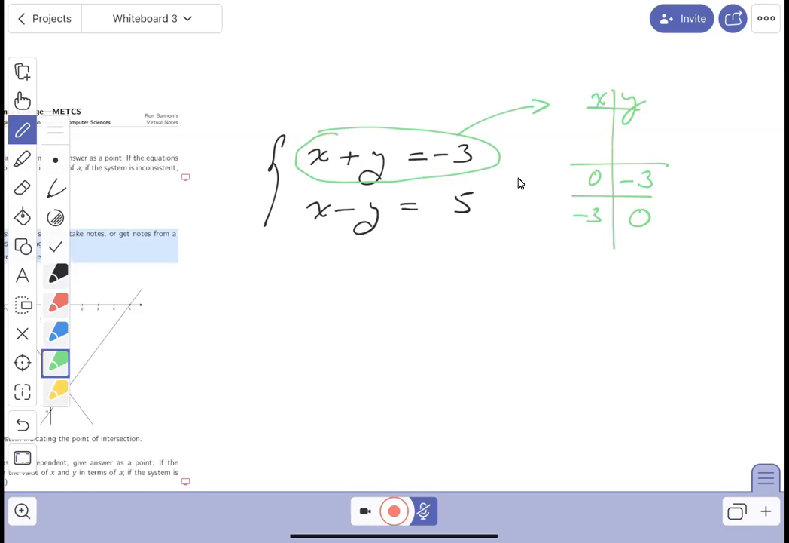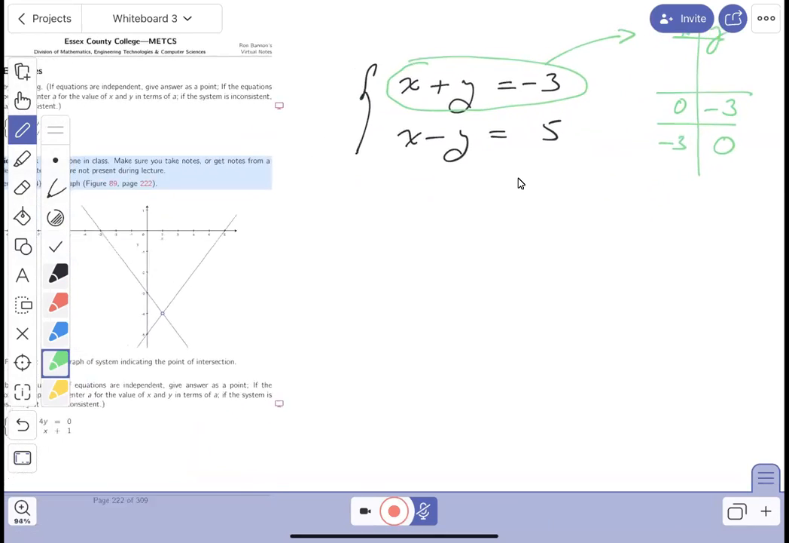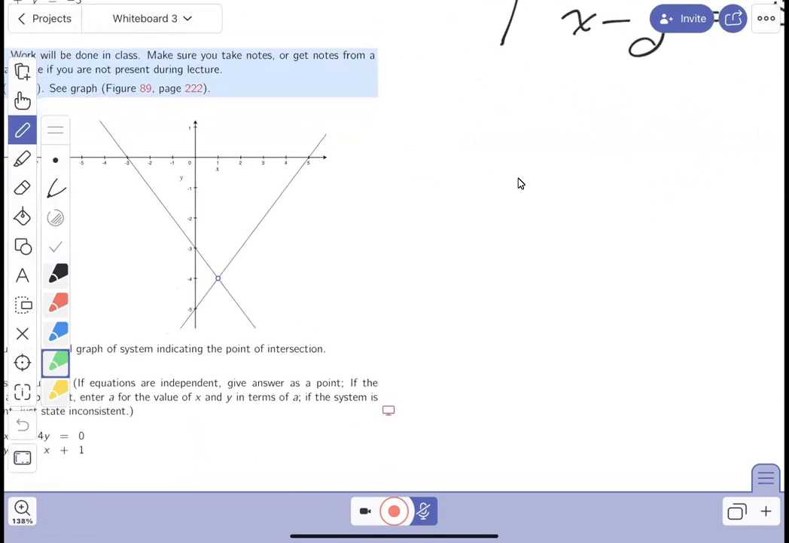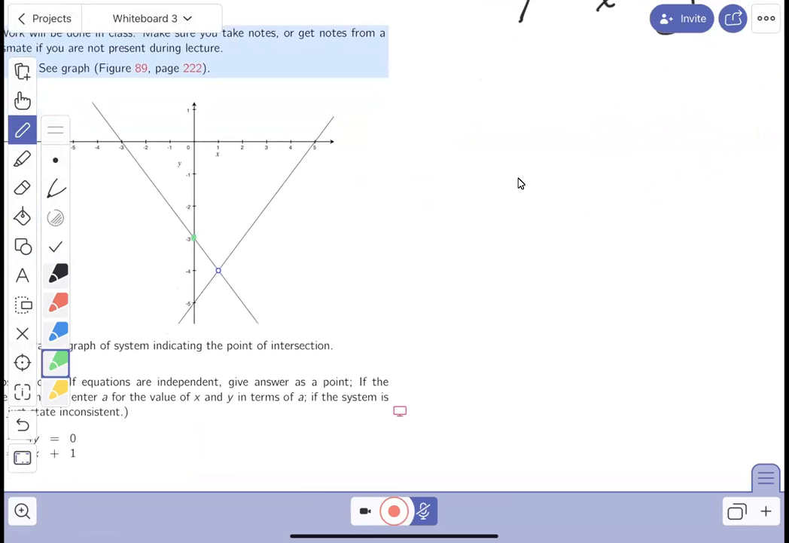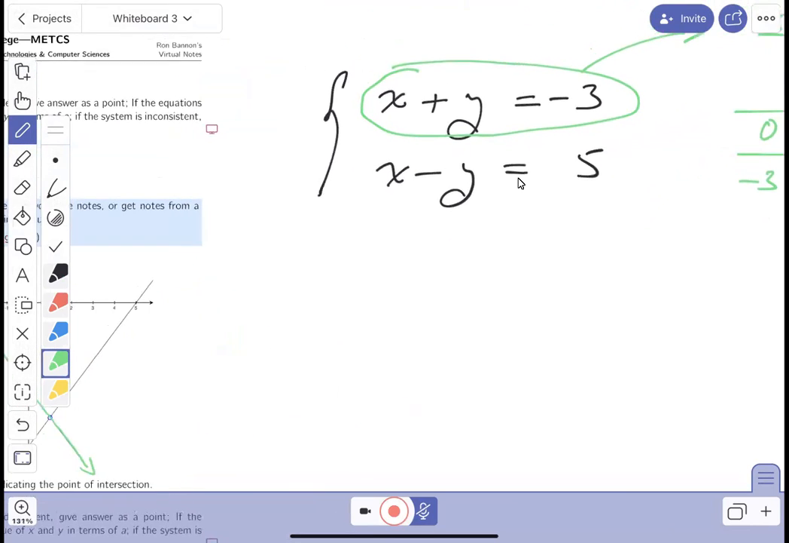And then what we recommend you do is you plot those 2 points. I'm going to do that over here. All right, so what do I plot? I plot the point 0, minus 3, and I plot the point minus 3, 0. Then what we recommend you do is draw a line through those 2 points. It's a line. All right, let's go to the next one. And the next one I'll do in blue.